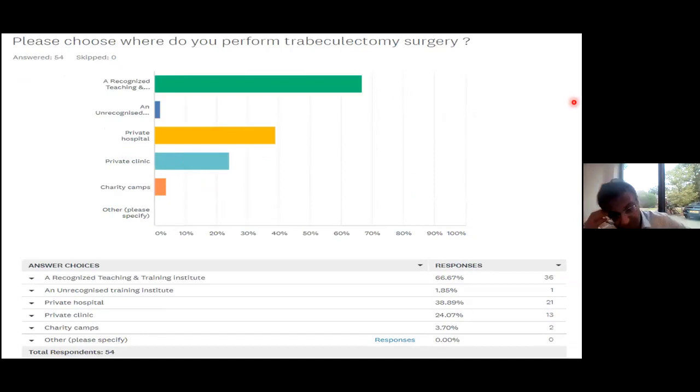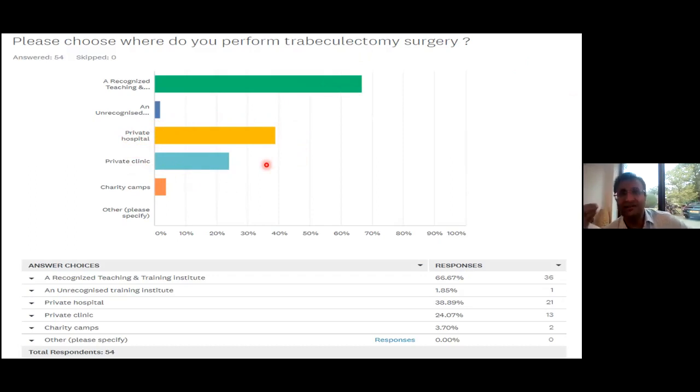So the next question to these senior surgeons who were doing regular trabeculectomy was, where do you perform trabs? You can see very clearly that the overwhelming majority, about 67% of them, perform trabeculectomy in recognized teaching centers, but also look at an equal amount. A significant amount of the regular trabs by these senior surgeons is done in the private sector, whether it's a hospital or a clinic. So what does this mean?